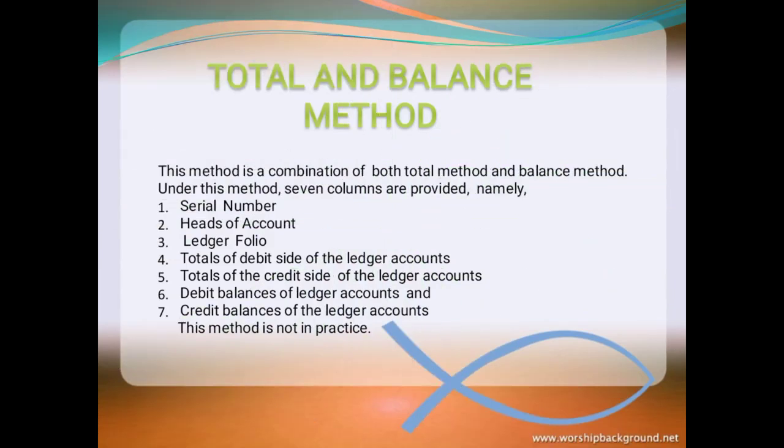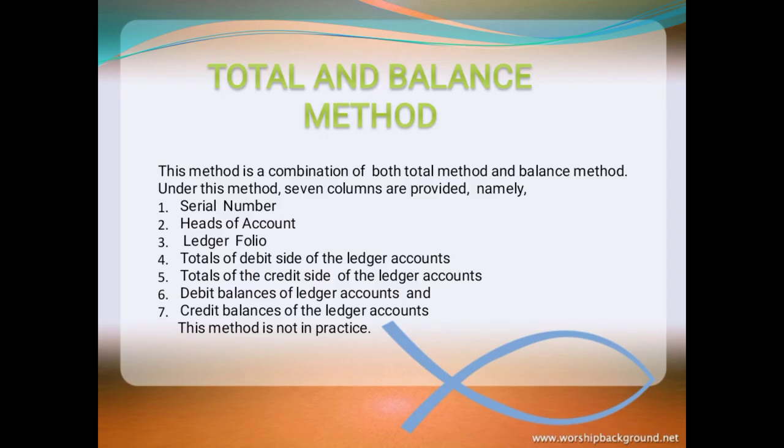Now the third method is the total and balance method. We have studied that the first method was the total method, where we take the totals of the ledger accounts. The second method was the balance method, in which we take the balances of the ledger accounts. And the third method is the combination of the first two methods, that is the total and balance method. Under this method we take both the totals and the balances.